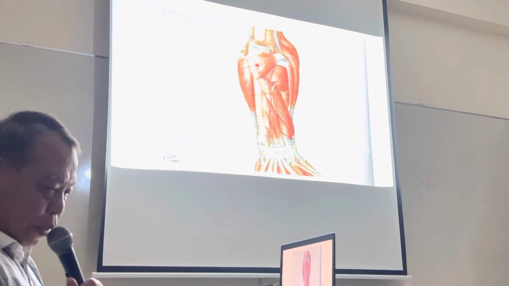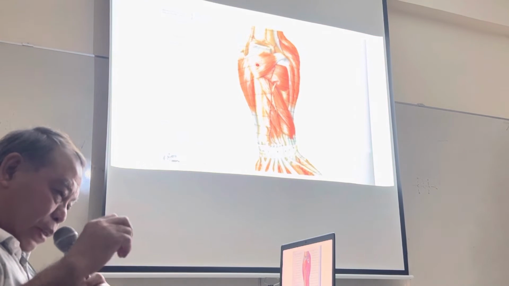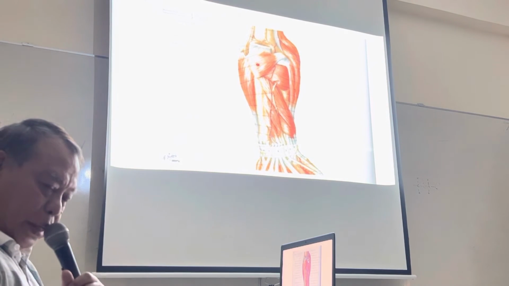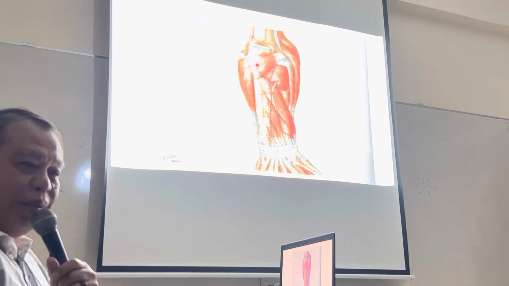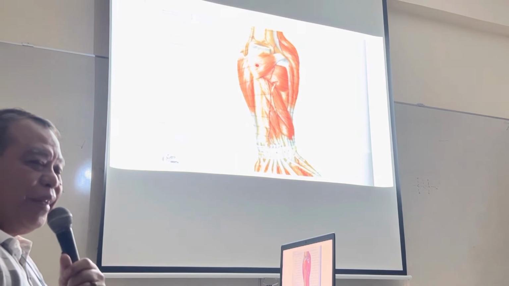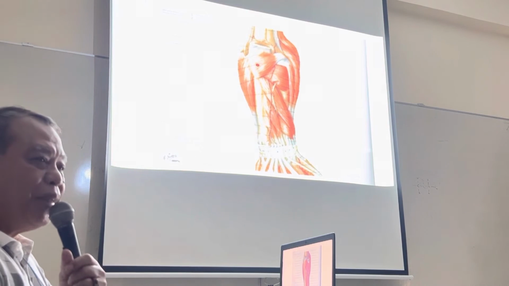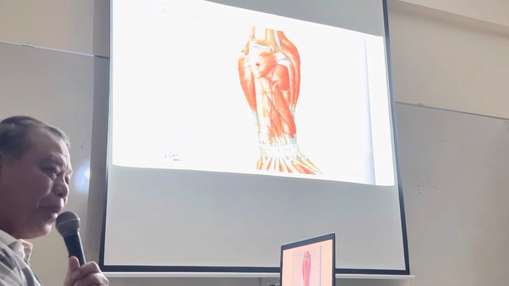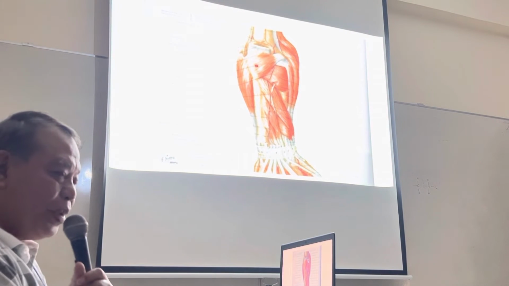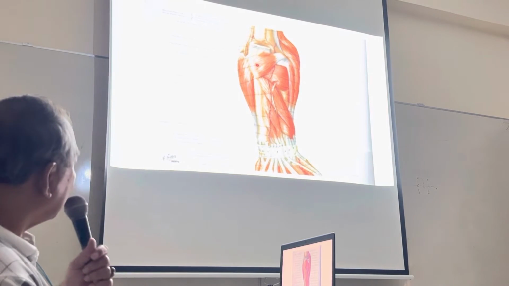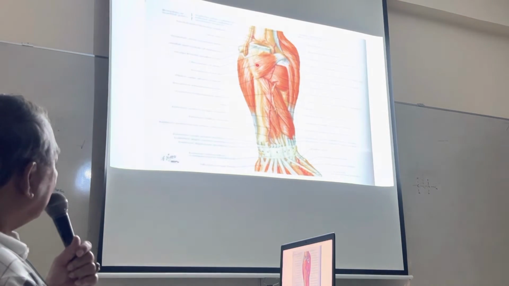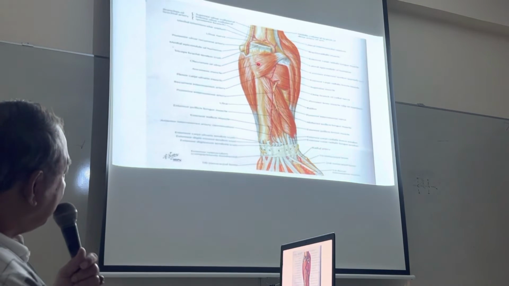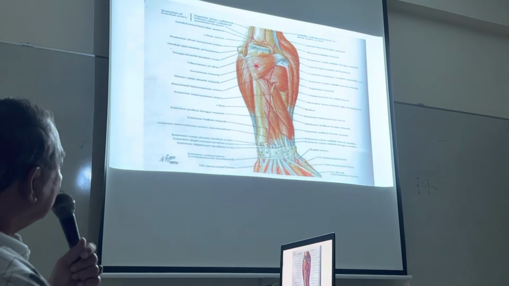Aside from supinator, we have another muscle that is primarily responsible for supination. And that muscle is? The biceps brachii. Biceps brachii is the primary supinator of the forearm. So what are the other muscles of the deep group?